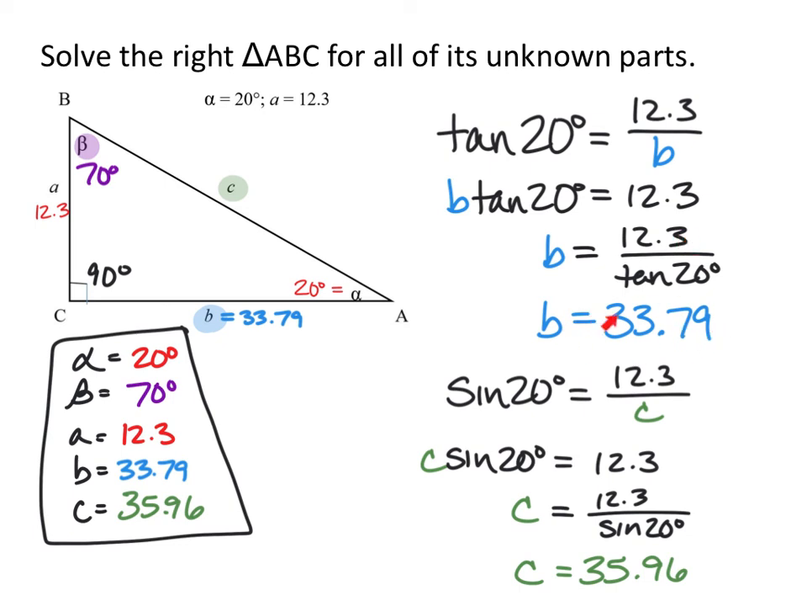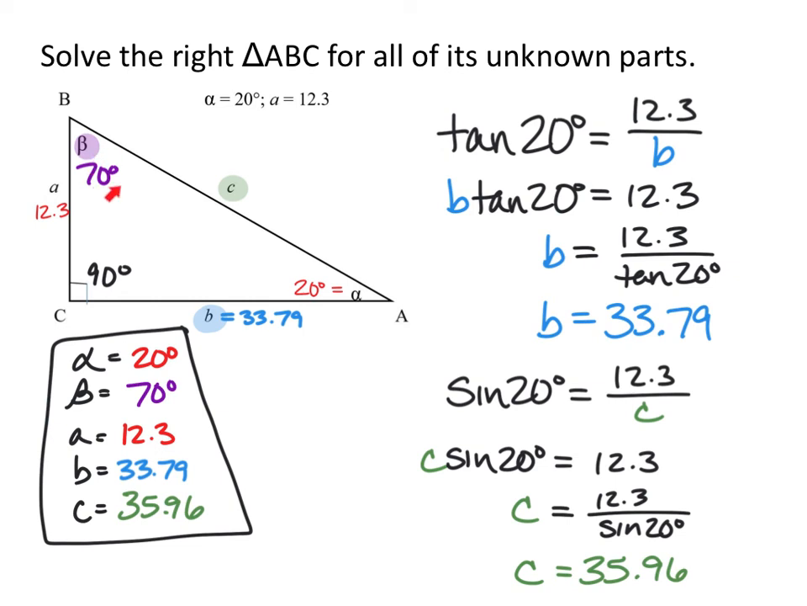Now we rounded this number, so while I very well could use 12.3 and 33.79 with the Pythagorean theorem to find the hypotenuse, I rounded this number, so it's going to be off by some particular degree of measurement because of rounding. So stick with trig when you're trying to find the last measurements.